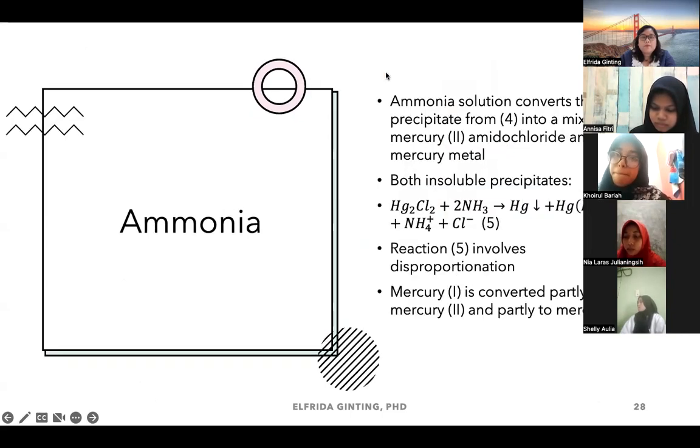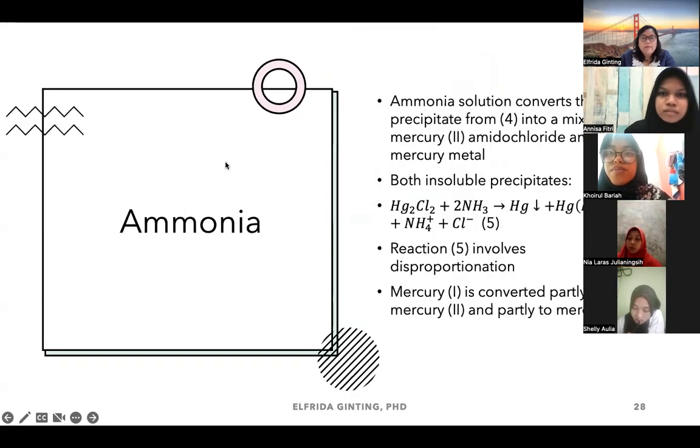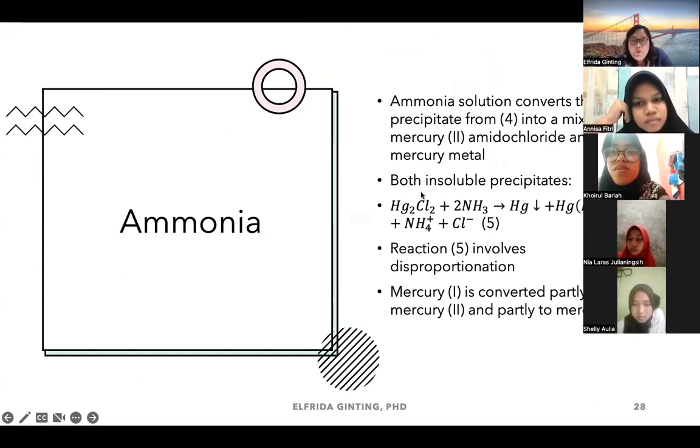Okay. Now, remember we have this one, mercury 1 chloride or calomel. What happens if we react mercury 1 chloride with ammonia? When we react mercury 1 chloride with ammonia, it will form mercury metal and mercury 2 ammonia chloride. So you can use this reaction to differentiate between mercury 1 and mercury 2.